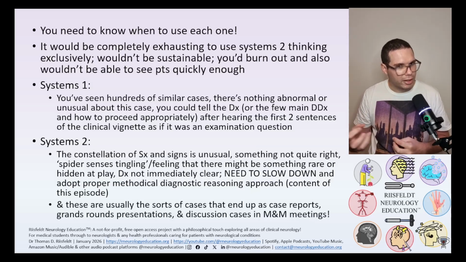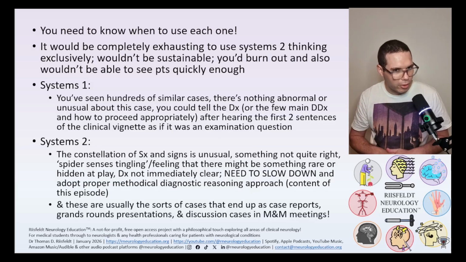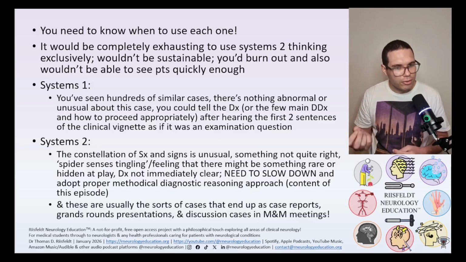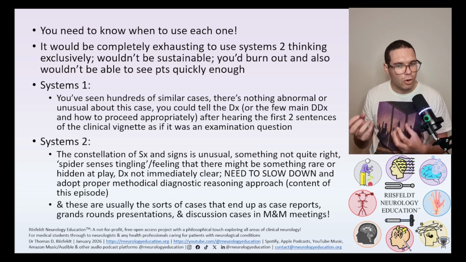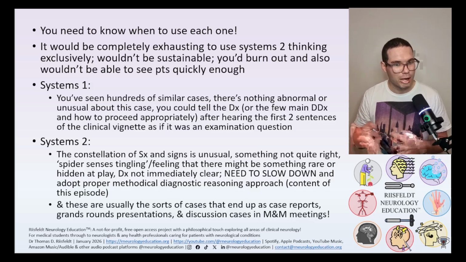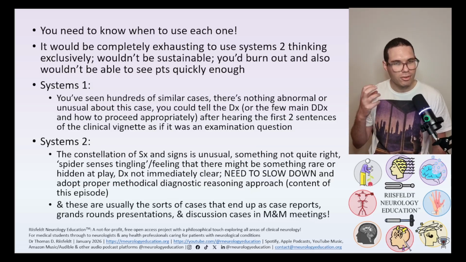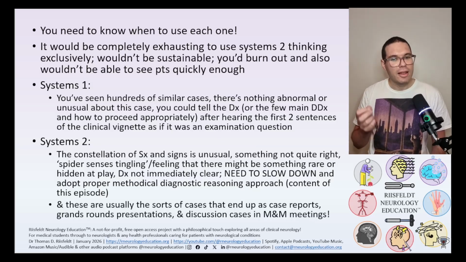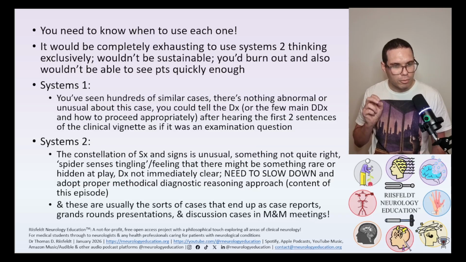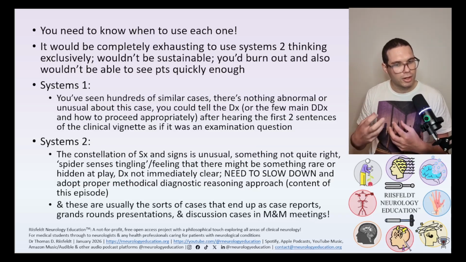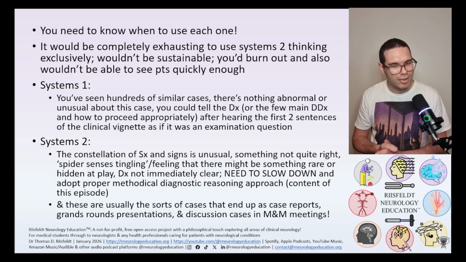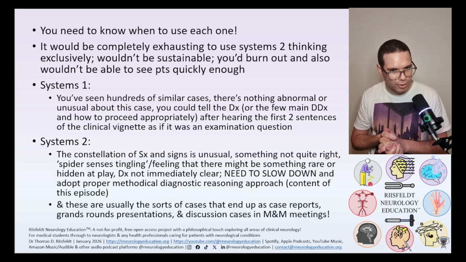Then system 2 thinking. When do you switch to system 2 thinking? So this is when the constellation of symptoms and signs is unusual in some way, or there's something just not quite right about the case, or to be colloquial, your spider senses are tingling, and you just have a feeling that there might be something rare or hidden at play. The diagnosis isn't immediately clear to you. This is the sign to slow down, and you need to then adopt proper methodical diagnostic reasoning approaches, and that's going to be the content of the rest of this episode.